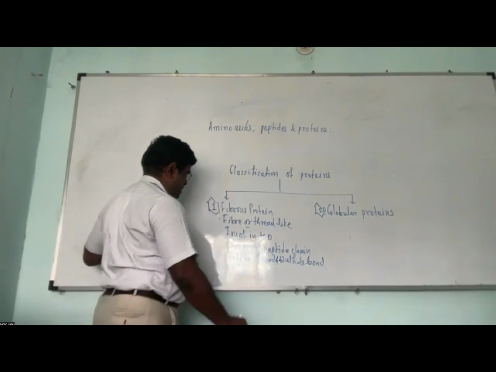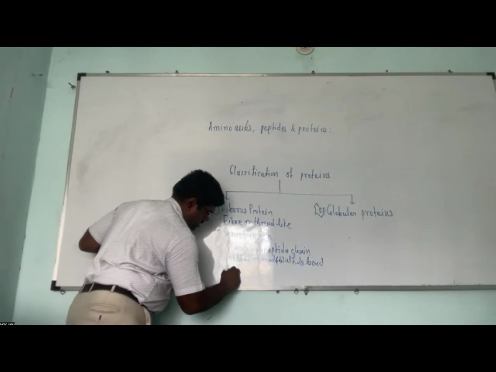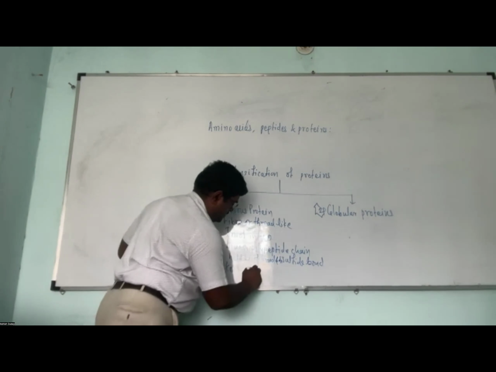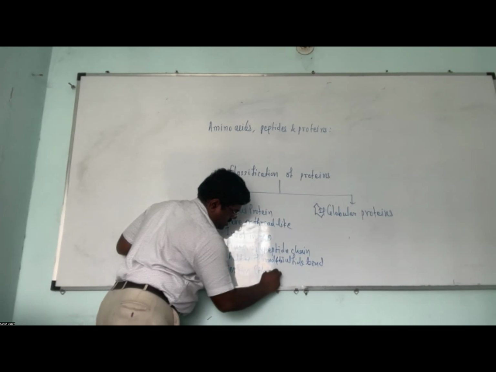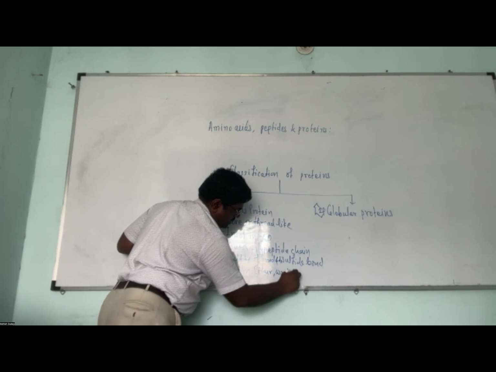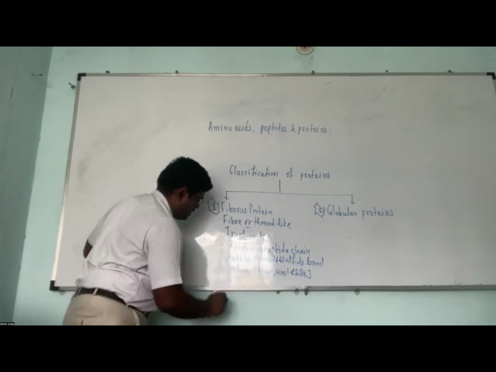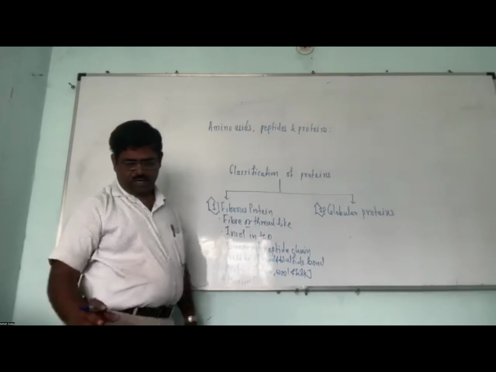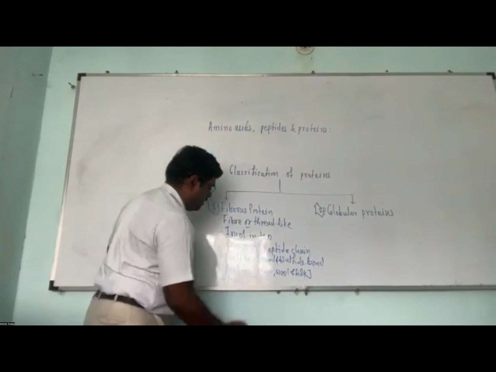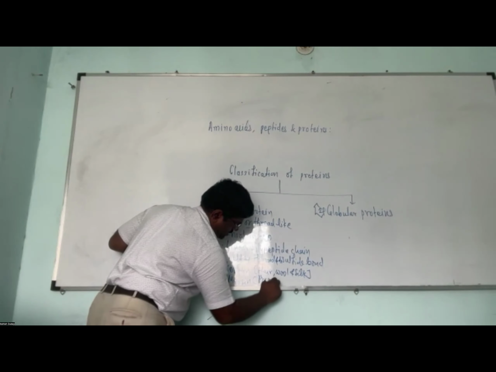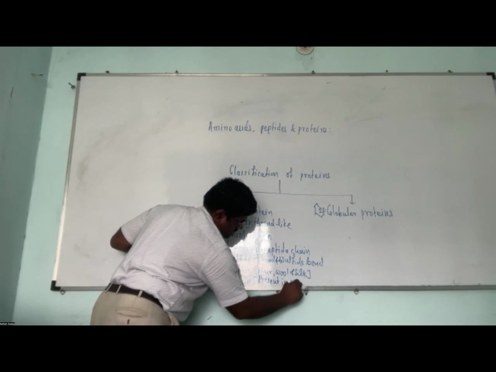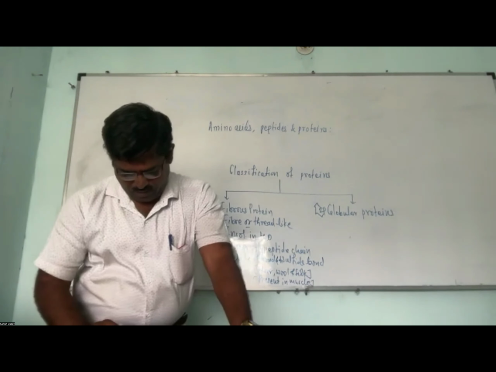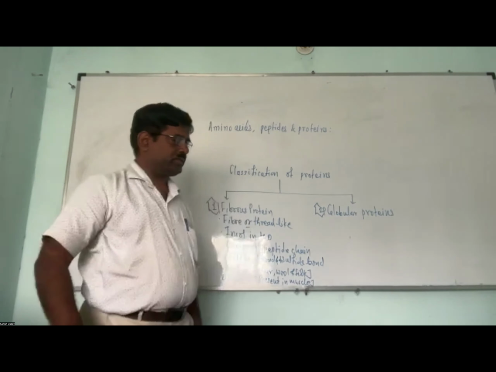And myosin in muscle. What are the examples? Keratin present in hair, wool, and silk, etc. And the second example is myosin, present in muscle, etc. Now, the second part is globular proteins.